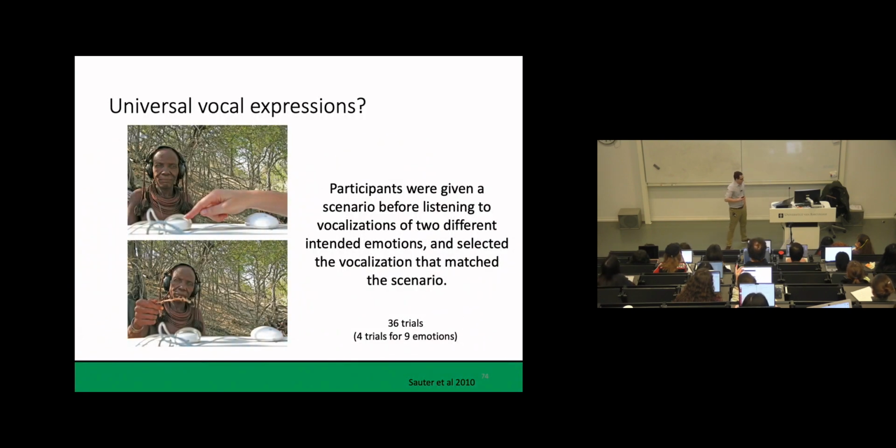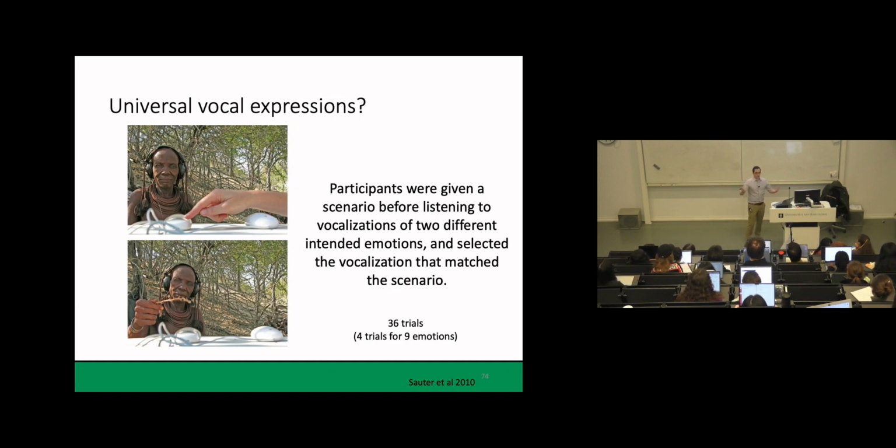So what Disa did is she recruited these participants. They were given a scenario. So for example, this person just killed a mountain lion on their own, and then they were played two different emotion vocalizations on two different mice, essentially. So she would click one, it would play it, click the other, and then it would play it. And then the participant was tasked to select the emotion that corresponded to the story that they had just heard.